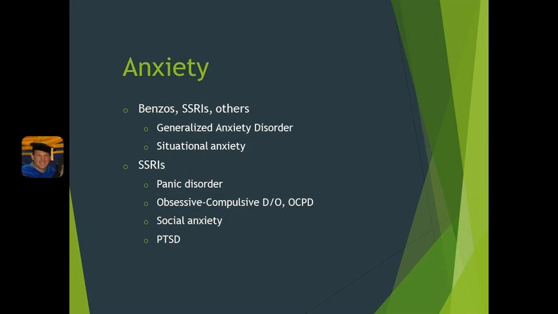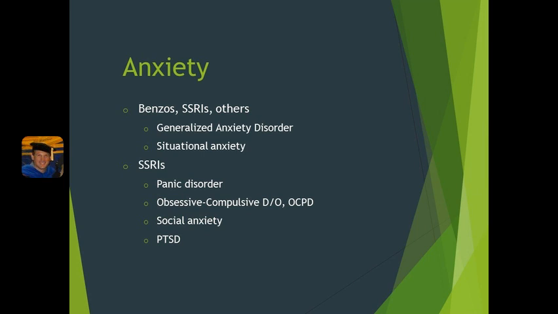Now, generally speaking, situational anxiety can be dealt with on a case-by-case basis. So you can use a PRN medication such as a benzodiazepine. Generalized anxiety disorder, although you can use benzodiazepines, it's generally better not to use PRN medication for them. It's better to use something like a selective serotonin reuptake inhibitor that you take all the time. So SSRIs can be used for generalized anxiety, as well as certain situational anxieties, such as panic disorder, obsessive compulsive disorder, social anxiety, and PTSD, post-traumatic stress disorder. So just a couple words about some of these things.